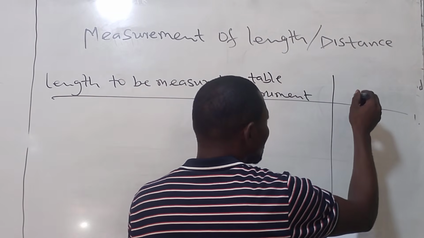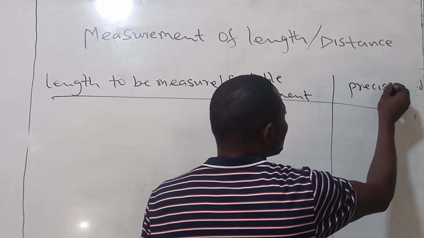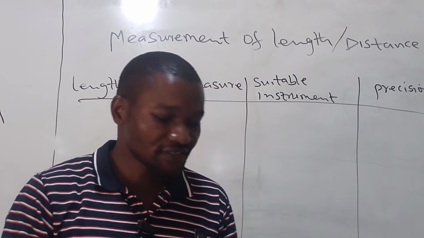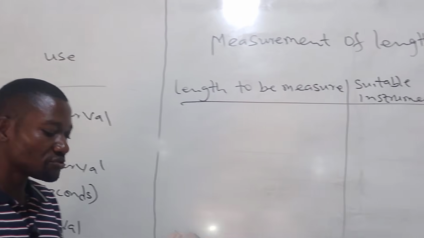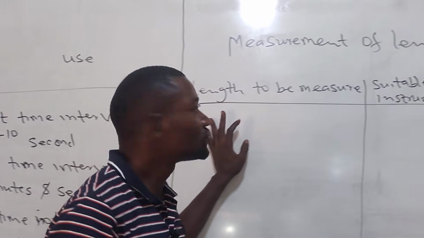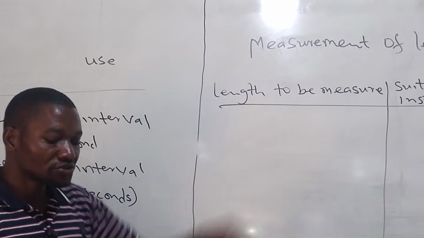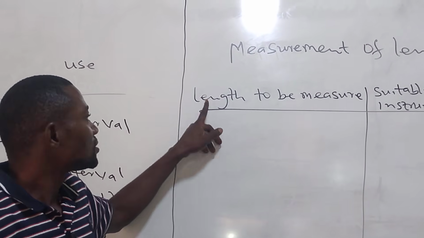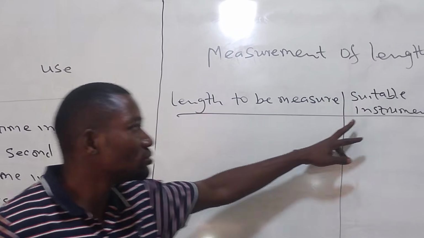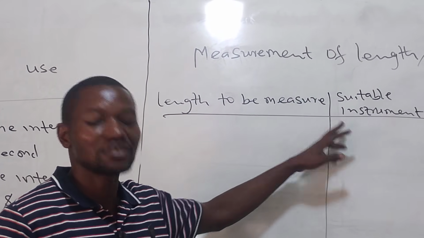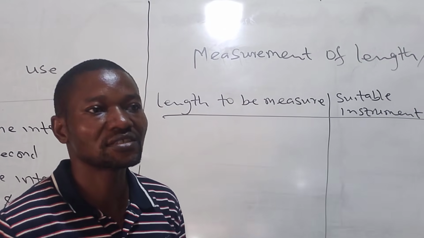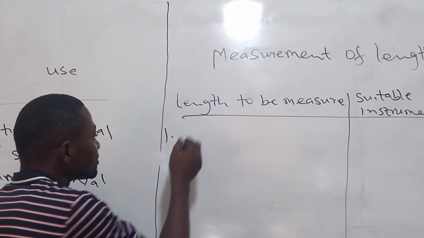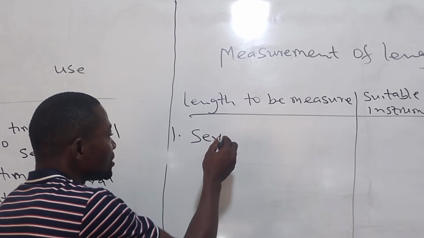And precision. I told us for every measuring instrument, that smallest division that you observe is the precision. It determines the accuracy of the instrument. So length to be measured, it's not every measuring instrument for length that we can use. The instrument that will be suitable for each measurement depends on the length, how far the length you want to measure.